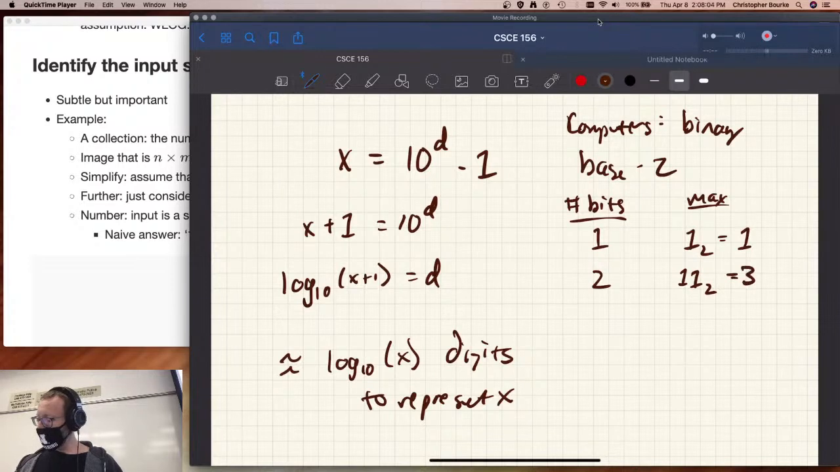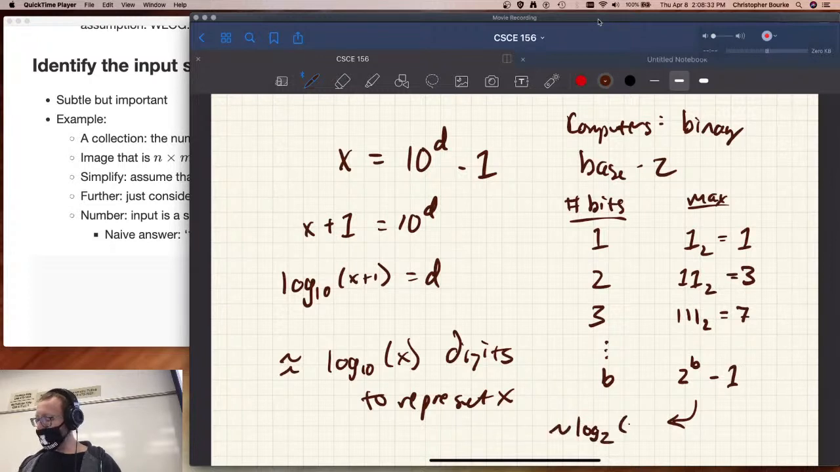3. Right? What if I gave you 3 bits? They were actually called digits at one point. 1, 1, 1 base 2 is going to be 7. Dot, dot, dot. What if in general I gave you b bits? Then this is going to be 2 to the b minus 1. Hopefully you see the pattern. So likewise, when I work backwards, what do I get? About log base 2 of x. It's the exact same answer, just a different base system.